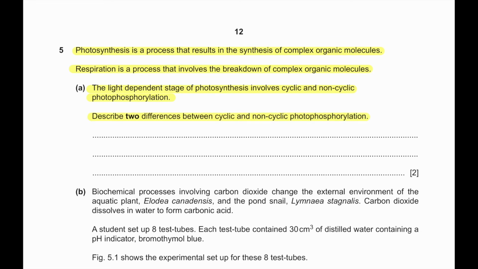So basically, cyclic photophosphorylation involves only PS1 and non-cyclic photophosphorylation involves PS1 and PS2. Cyclic only produces ATP and non-cyclic photophosphorylation produces ATP and reduced NADP.